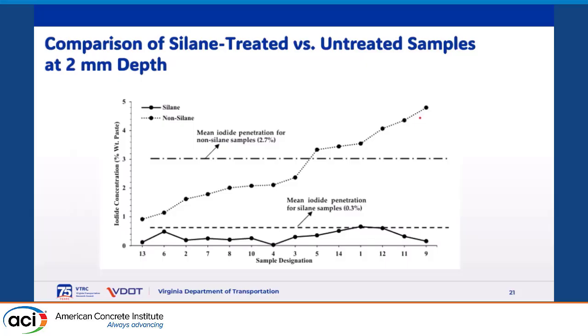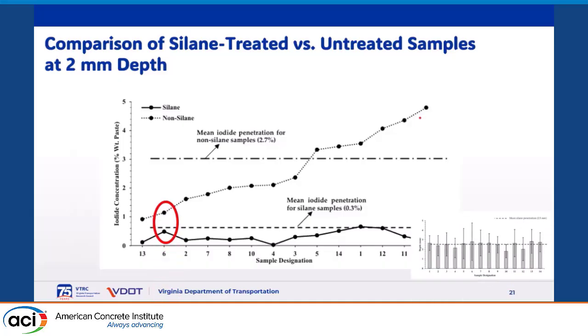Look at the average value of the penetration depths of the iodine: it is 2.7 for non-treated samples, and for the samples that are treated with the silane it is 0.3. As you can see, we had 9 times higher penetration in non-treated samples.